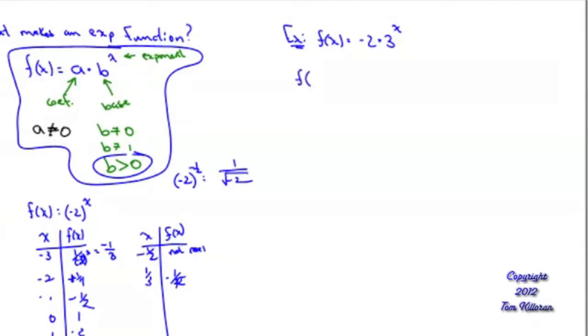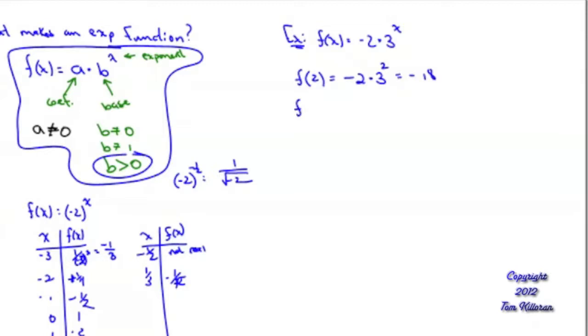What about f of 2? What would f of 2 equal? What do you do? Plug in 2. So you get negative 2 times 3 raised to the 2. Do you do negative 2 times 3 first? Exponents first. So try not to look at this and go, oh, that's negative 6 raised to the second power. That'll mess you up. So 3 squared, 9 times 2, it'll be negative 18.